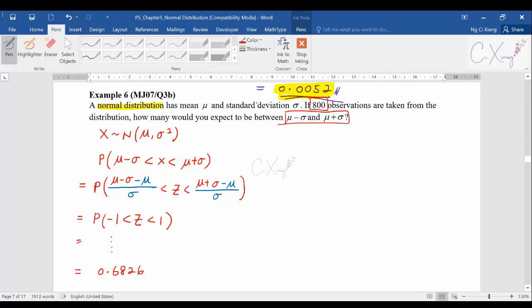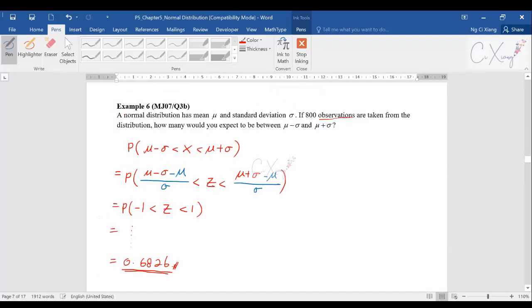Okay, so the same concept here. To get the number of students or number of observations, you need to take the probability that you get for that particular value and multiply with 800. You should get 546.08, and after that you should get 546 if you change it to 3 significant figures. Okay, so this is how we get the number of observations.